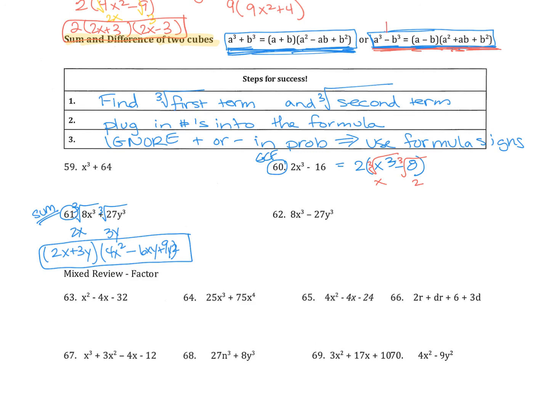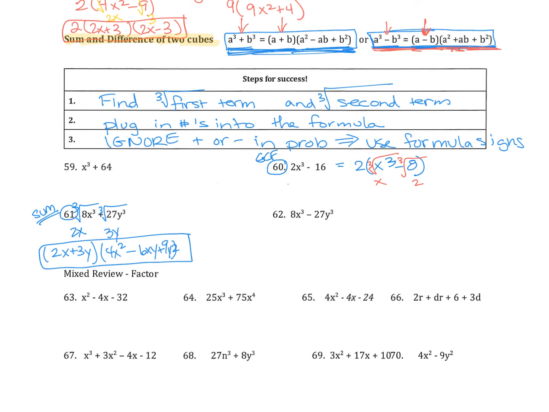Notice that for the difference of 2 cubes, my minus sign is in the binomial. Notice for the sum of 2 cubes, I have a plus sign in my binomial. That's a helpful way to memorize these. Notice in each one, they only have one negative. So when I have my negative in the binomial, there's a plus sign in my trinomial.